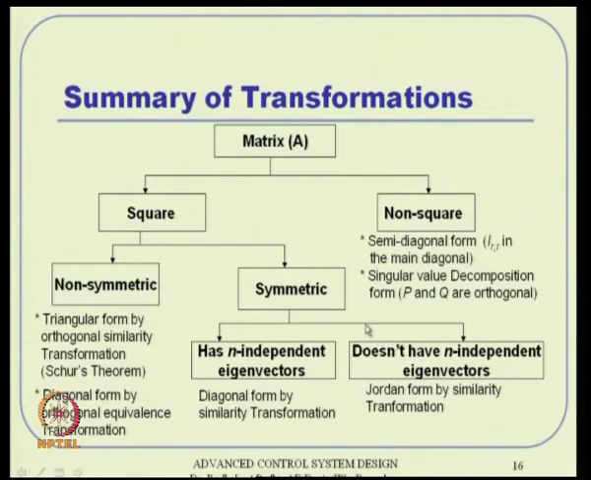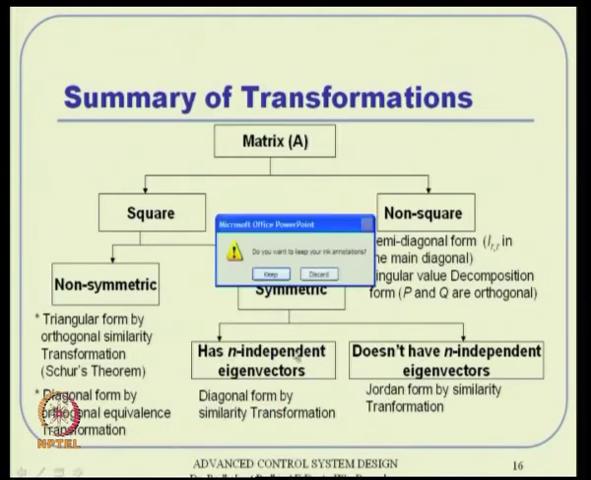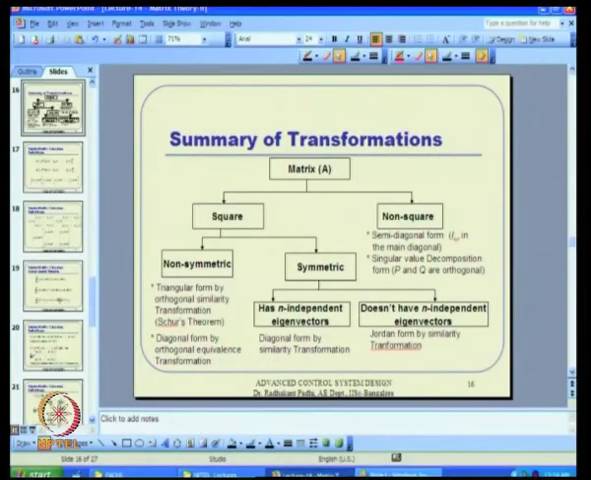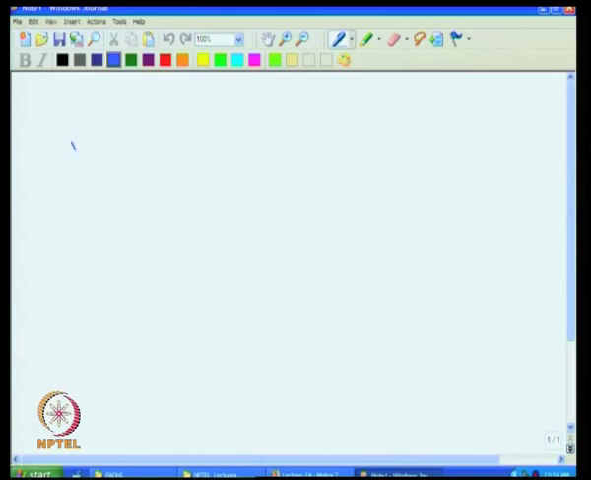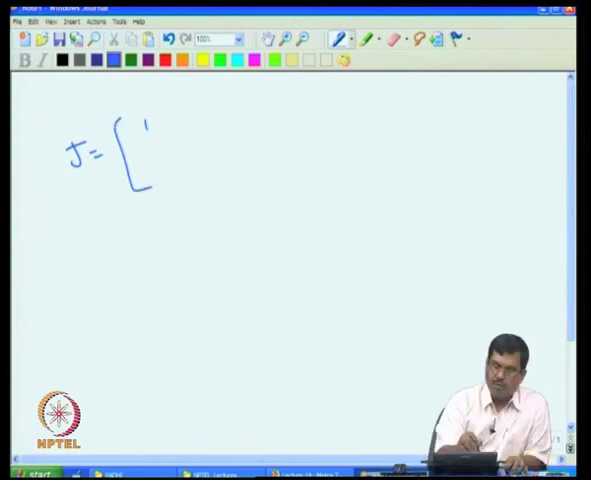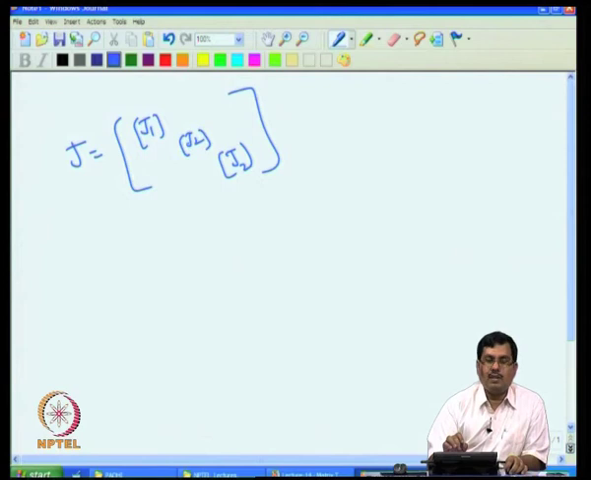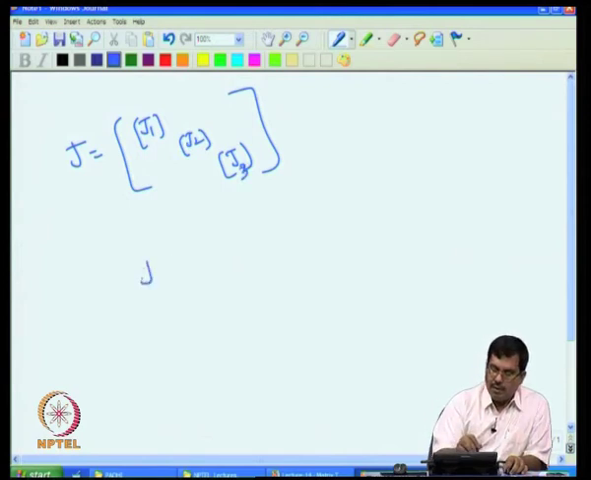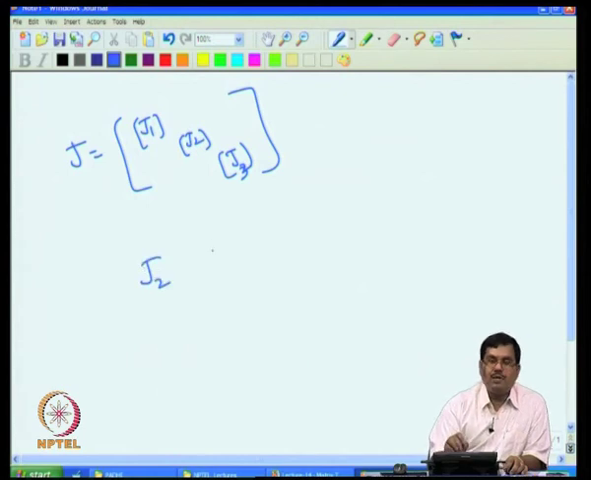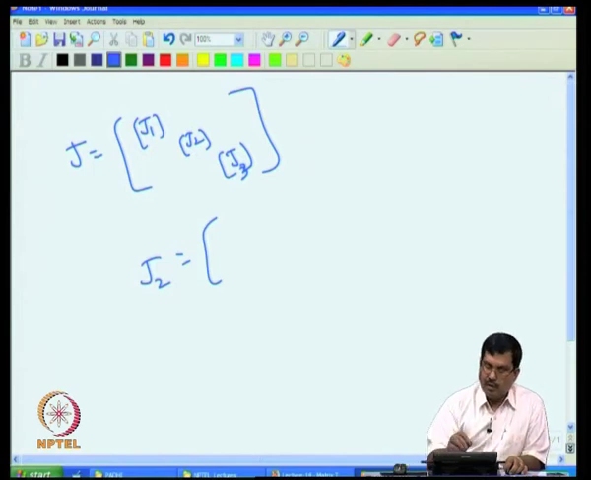Let us talk a little bit about that. The Jordan form is something like J, which is a block diagonal matrix J1, J2, J3 and so on, where these are Jordan blocks. And what is that? Let us say J2 stands for lambda 2, which is repeated twice. Then if it does not have two different eigenvectors, I will end up with this, with the off-diagonal entry, let us say, 1.